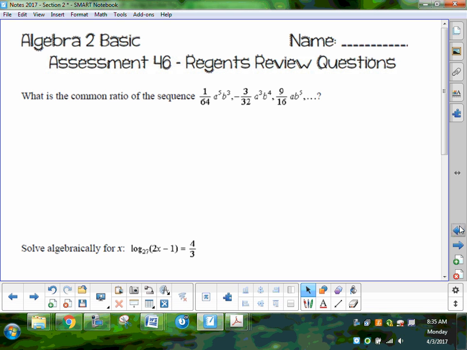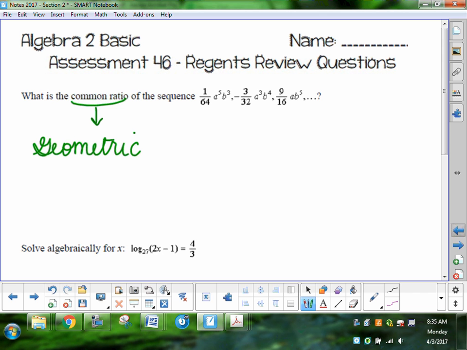Well, when you see common ratio, what's something that you know that we're looking at? Honestly, I have no idea. I don't like this question. Yeah, this is going to be a geometric progression.